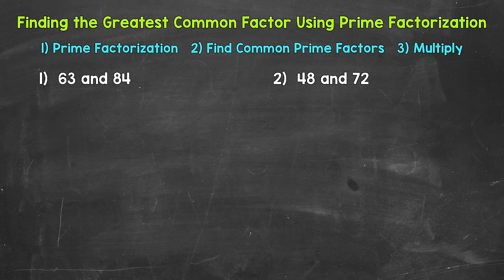Let's start with the greatest common factor and jump into our examples, starting with number 1, where we have 63 and 84. Let's start with the prime factorization of 63, and we will start with the factors of 7 and 9. 7 times 9 equals 63, so 7 and 9 are factors of 63. Now 7 is prime, so we are done there. 9 we can break down. 3 times 3 equals 9, so 3 is a factor of 9. 3 is prime, so we are done there and there. And that's the prime factorization of 63. We can't break that down any further.